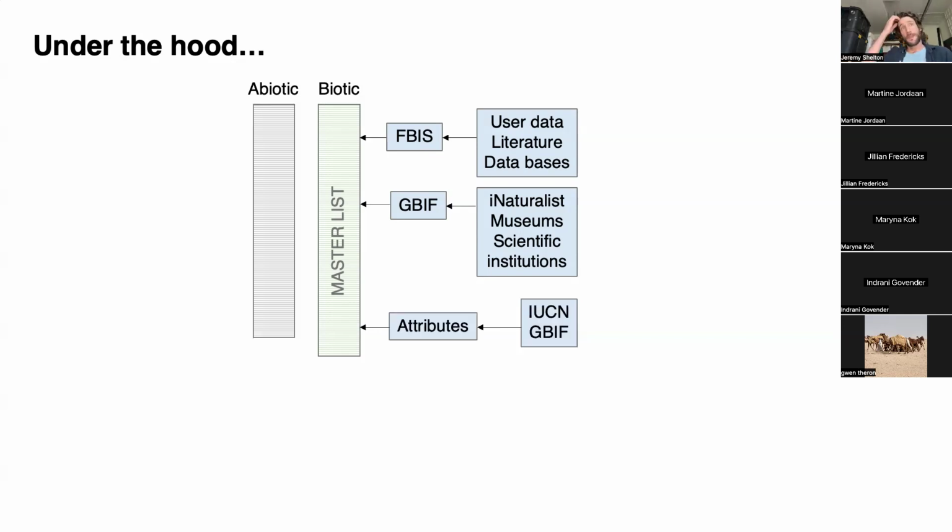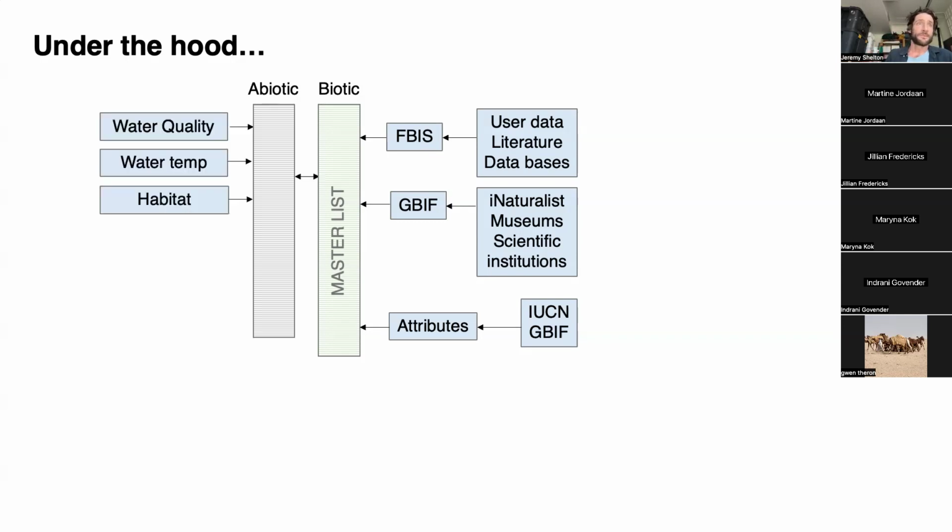There's also an abiotic component to the platform. The focus is on biodiversity, but we also serve data on water quality and temperature and habitat conditions. And there's a third pillar which involves spatial layers, whether those are management layers like protected areas, or hierarchical geological layers like catchments or geomorphological zones.